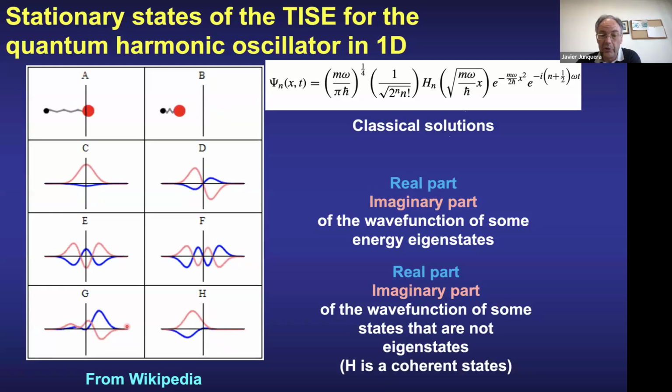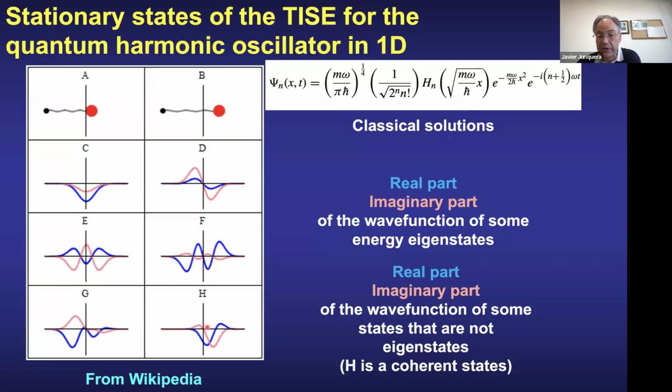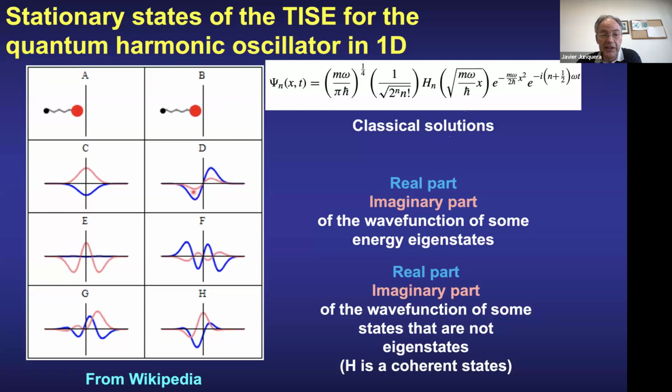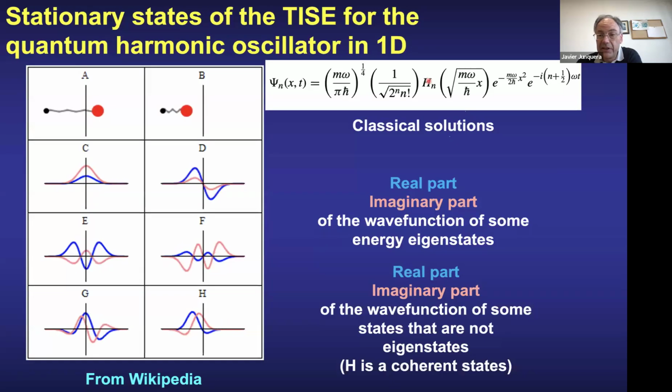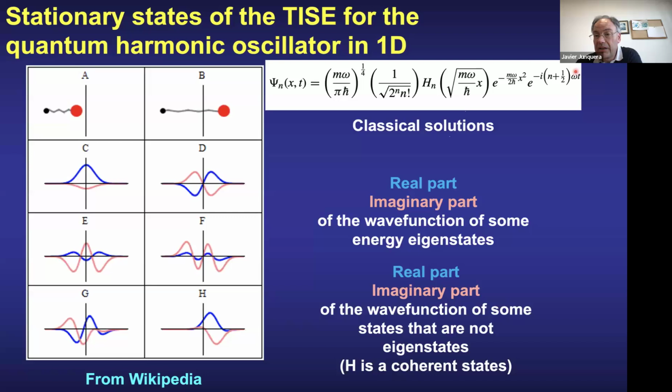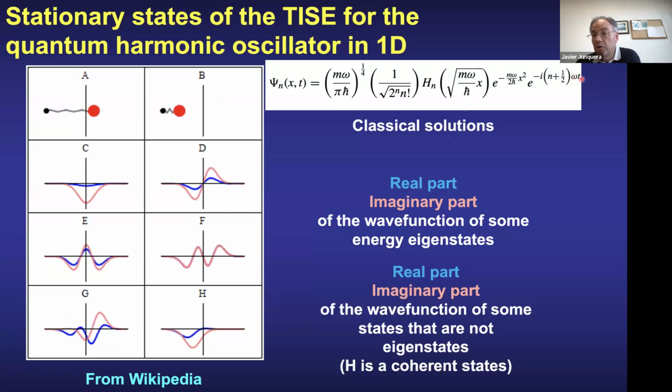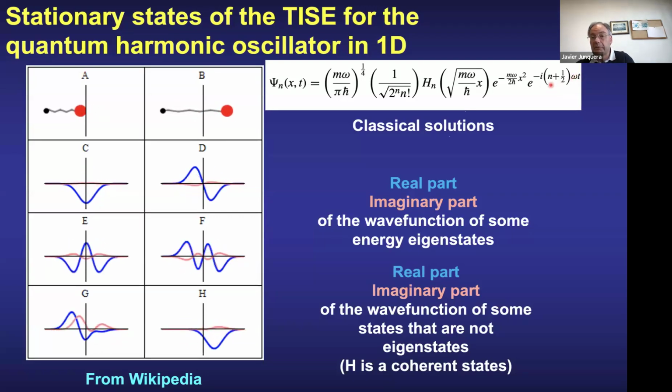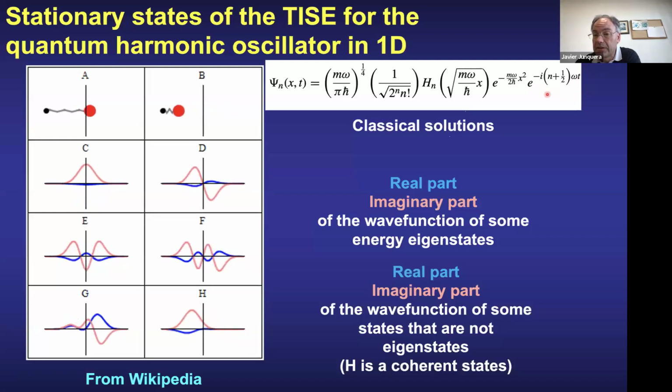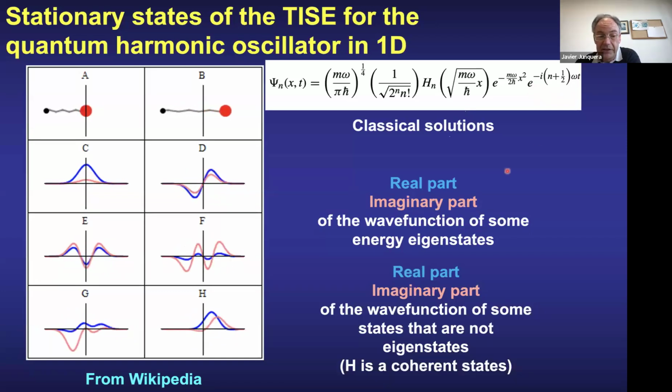In particular, they are coherent combinations of states that look more like the classical solution. But then you can see here how this real part and the imaginary part are changing depending on the frequency omega that appears here while solving the time-dependent Schrödinger equation. Remember that we have always this term here, as I was discussing last Thursday.